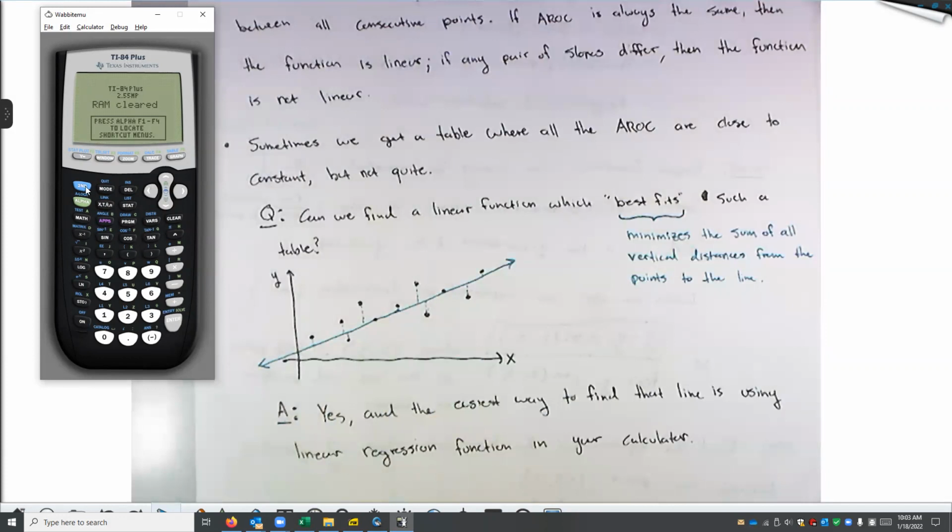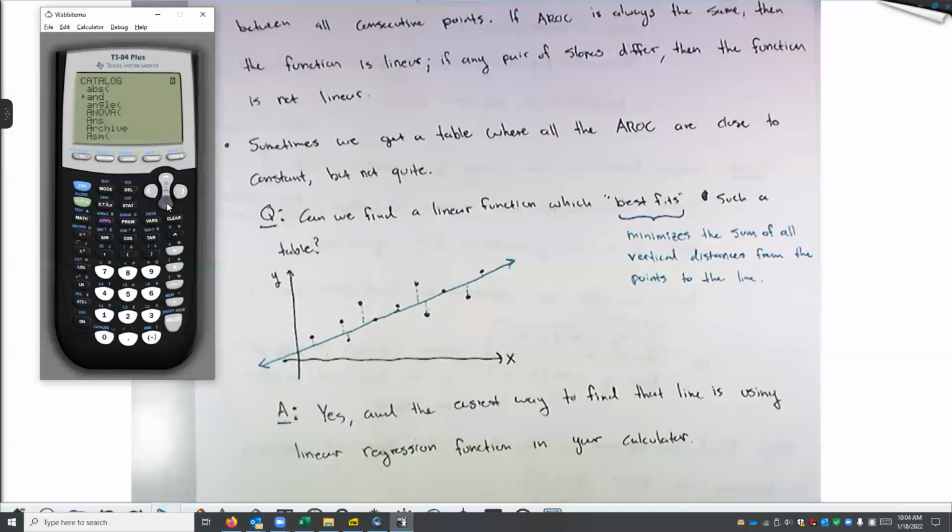And then I want you to hit second and catalog. Second and 0 down here. You see in blue, it says catalog. The blue text above a button tells you what that button does if you hit this blue second button first. So if you hit second and then 0, it will open the catalog.